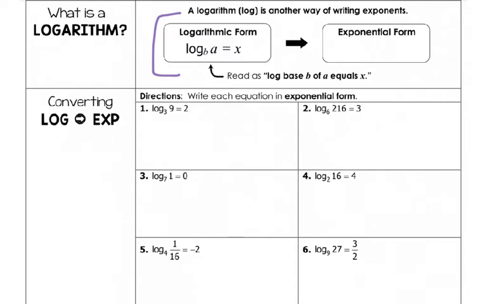So in exponential form, that is written as b to the x power equals a. All right, so all we're doing in this first section is writing from log form into exponential form. So your big number is going to be whatever is right here beside your log. So your tiny number becomes your big number, your exponent.